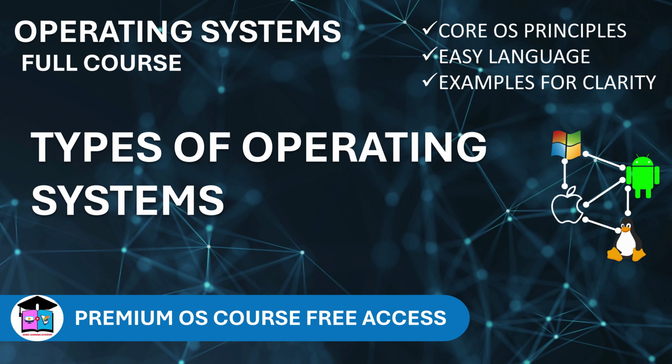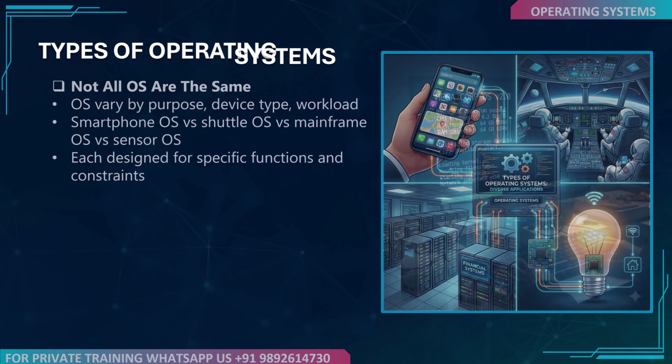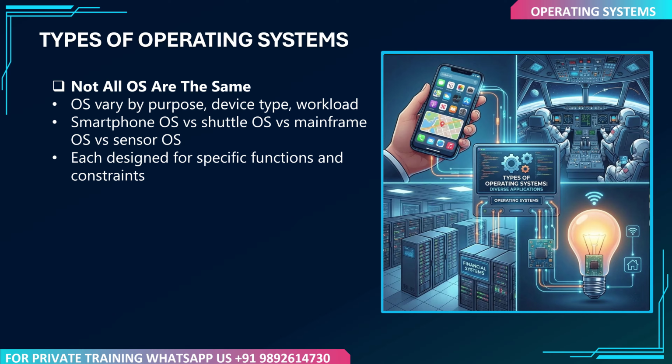Let's simplify types of operating system. When we talk about operating systems, we usually imagine something like Windows or Android. But in reality, there are many different types of operating systems, each designed for specific purposes, devices, and workloads. The kind of operating system you find in a smartphone is very different from the one running a space shuttle, a bank's mainframe computer, or even a small sensor on a smart light bulb. So in this part, we'll explore the different types of operating systems, how they work, where they're used, and why they're designed the way they are.